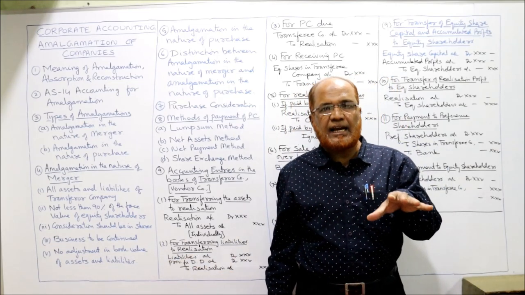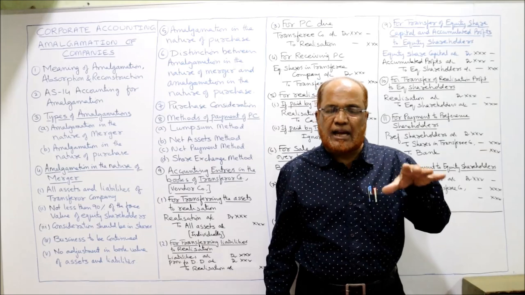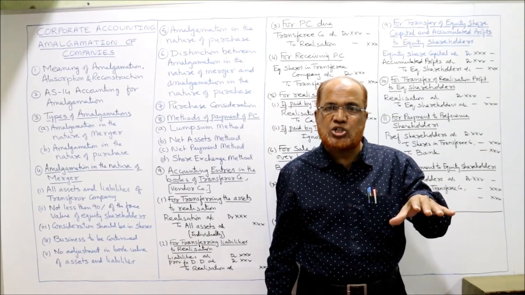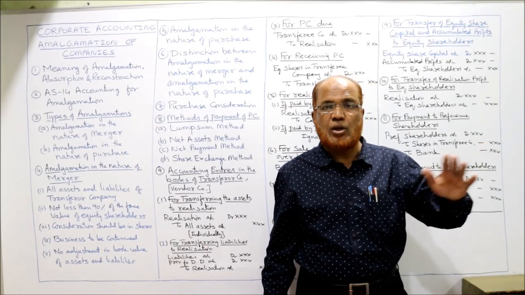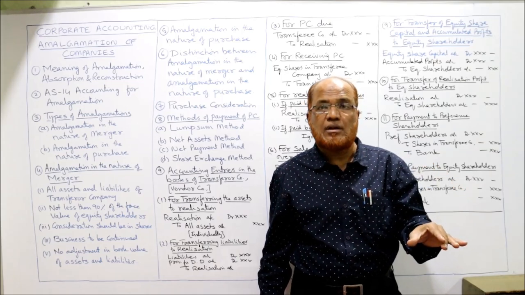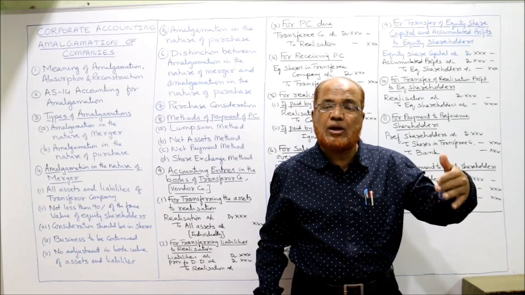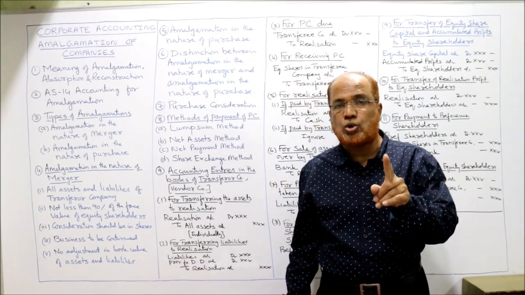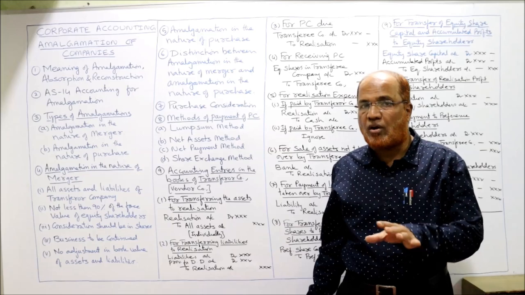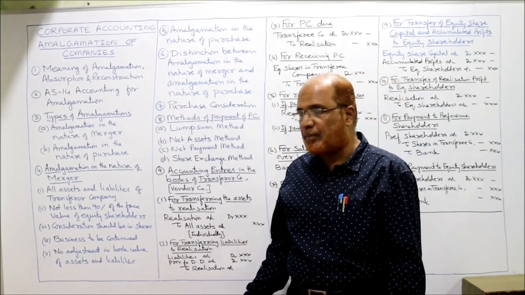Then, business to be continued. It is intended that the purchasing company, the transferee company, has the intention to continue the business. No intention to wind up the business. The transferor company's business will be continued by the transferee company. It should not be wound up. No intention of winding up the business, stopping the business.